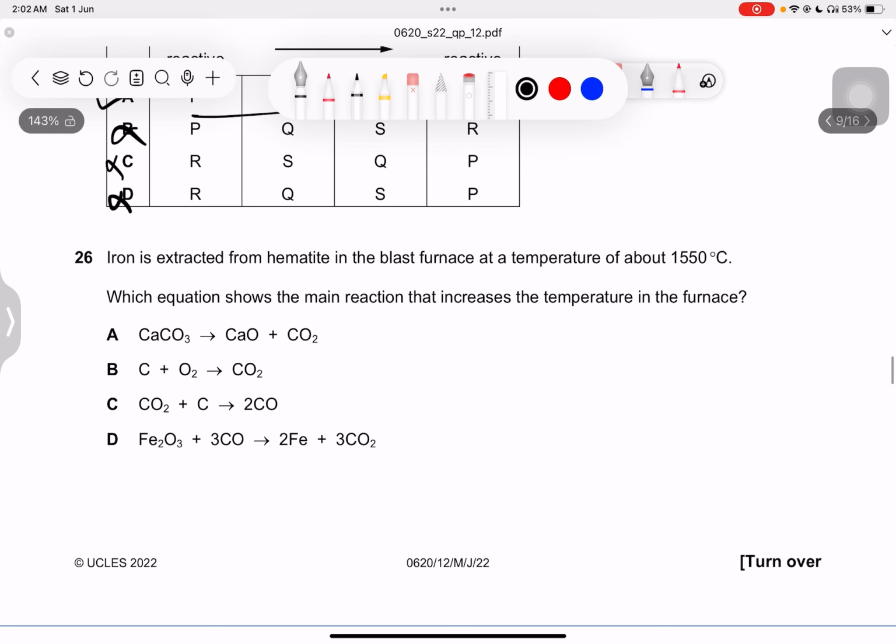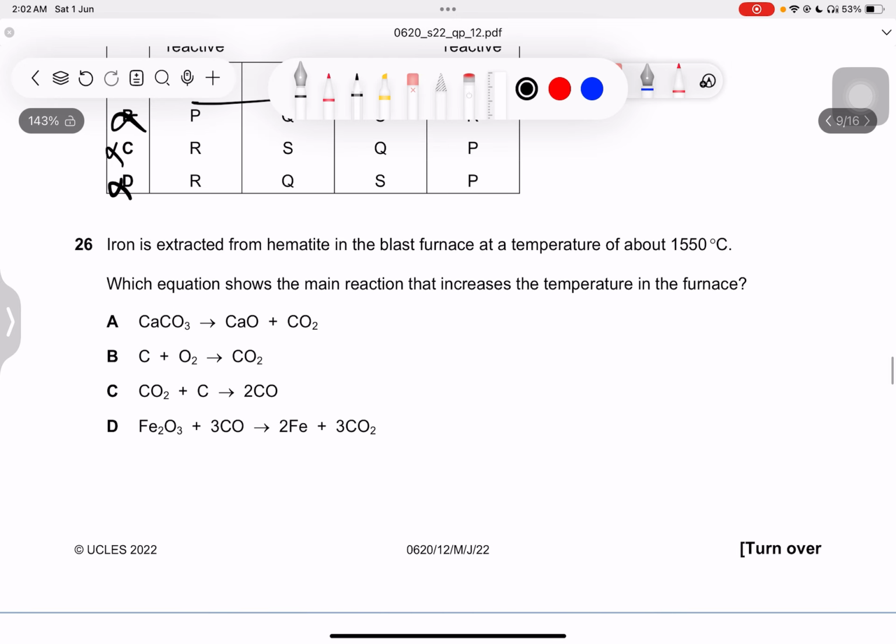So A is the correct answer. Iron is extracted from hematite in the blast furnace at a temperature of about 1550. Which equation shows the main reaction that increases the temperature in the furnace?